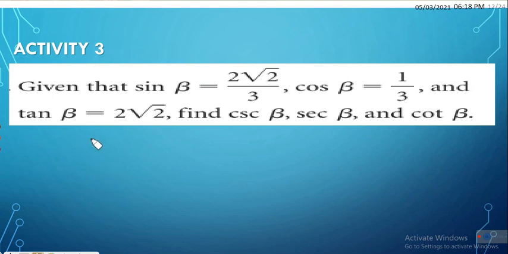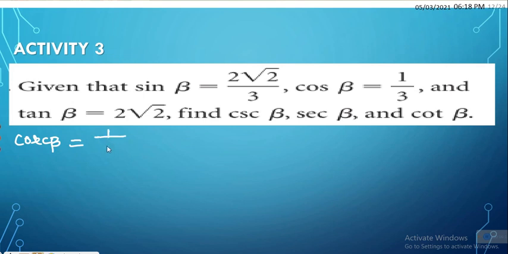So you are going to pause this video, take this as a classwork, and then come back to check your answer. Welcome back, guys. Let's see if you are correct. So if sine beta equals 2√3/3, cos beta equals 1/3, and tan beta equals 2√2, find cosec beta. So let's take cosec beta.